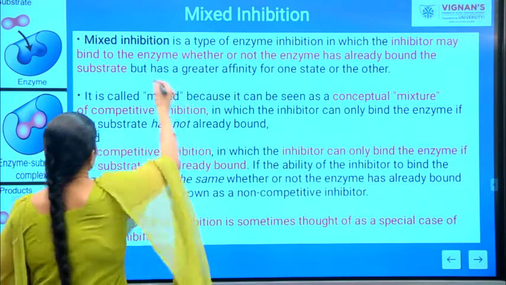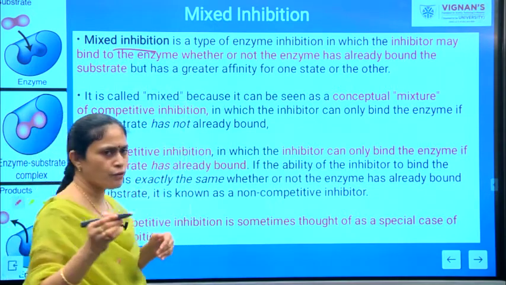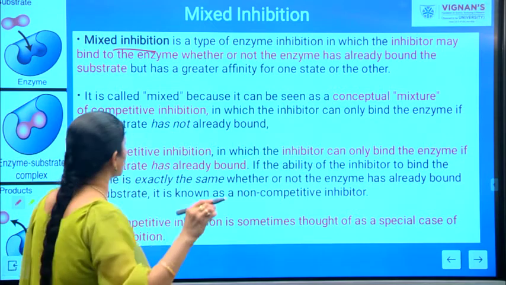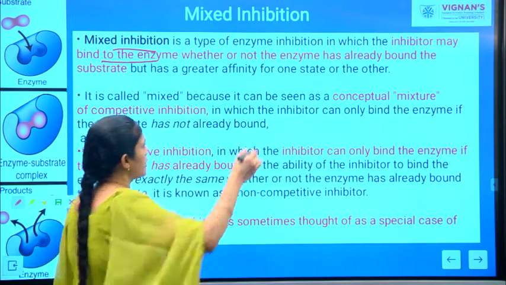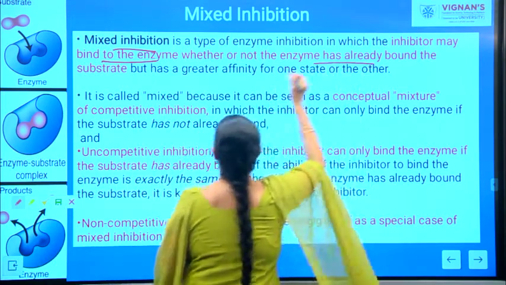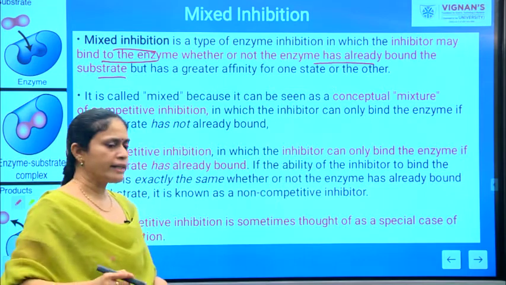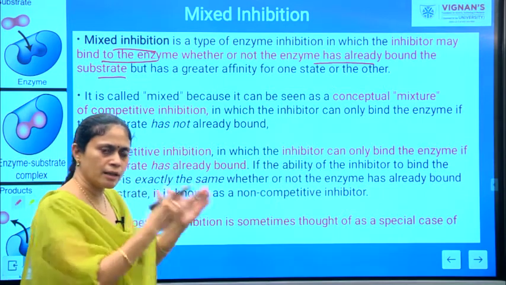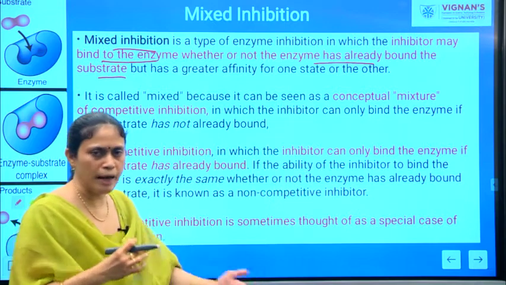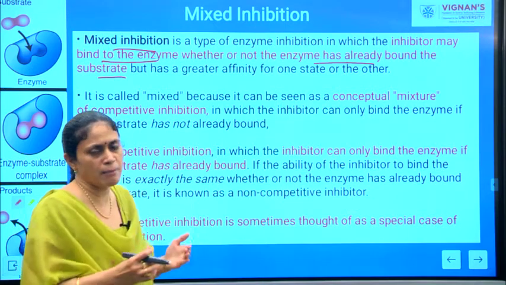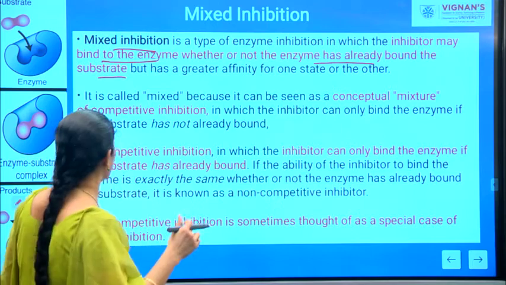So, coming to mixed inhibition: it is a type of enzyme inhibition process in which the inhibitor may bind to your enzyme whether or not the enzyme has already bound to your substrate molecule. That means the inhibitor involved in this inhibition process may bind to the enzyme directly, or sometimes it may bind to the enzyme substrate complex also.